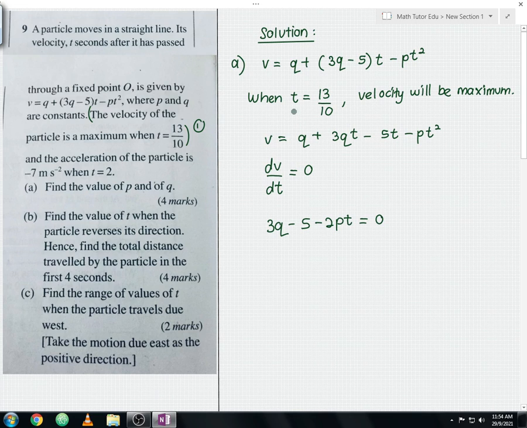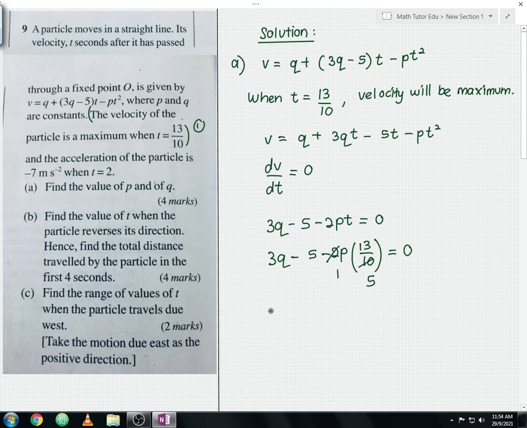Since we know that our t value is equal to 13 over 10, you can substitute this value into this equation over here. So from here, 3q minus 5 minus 2p times 13 over 10 close bracket, you should be getting equals to 0. So this 10 you simplify, you get 5. So this negative 2 you simplify, you get negative 1. So from here you solve this.